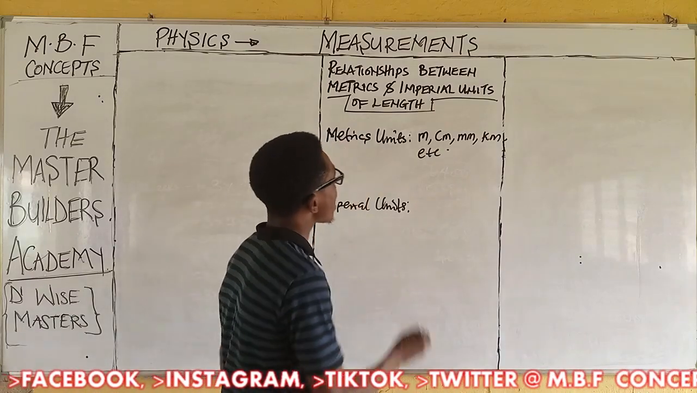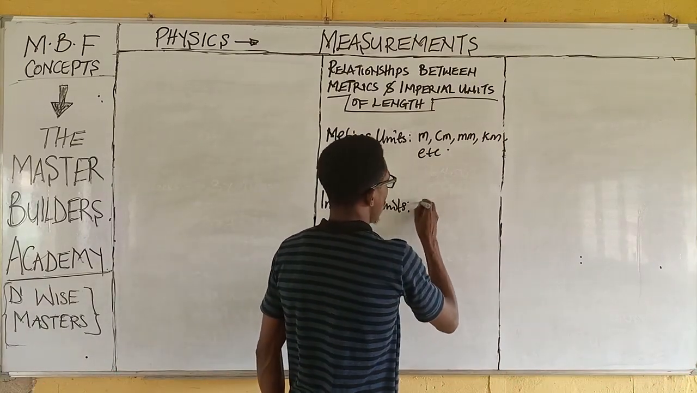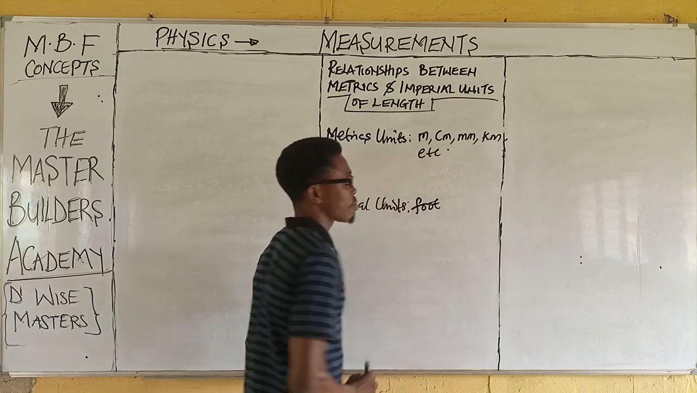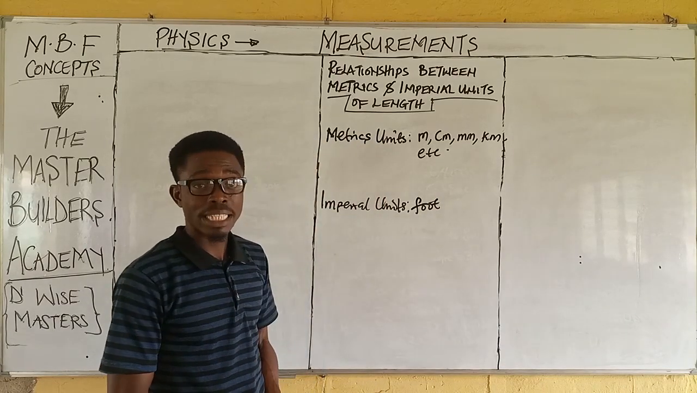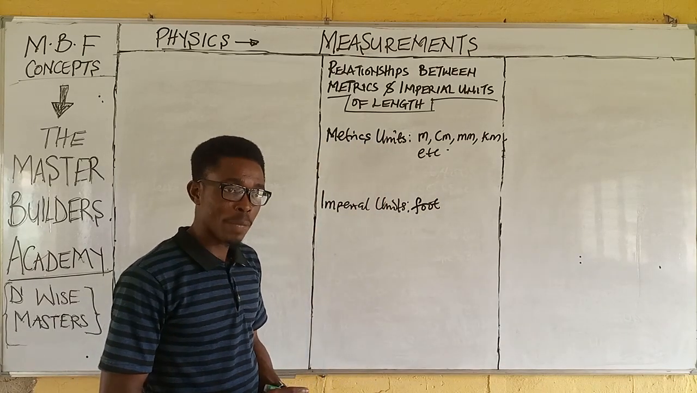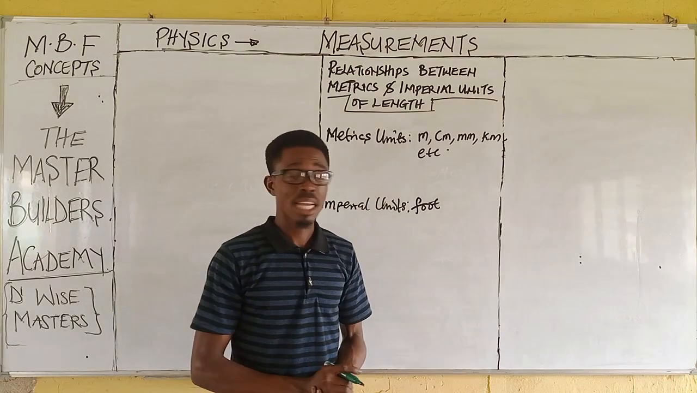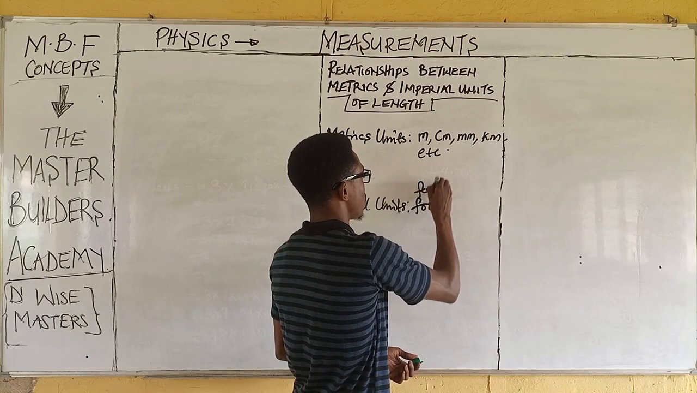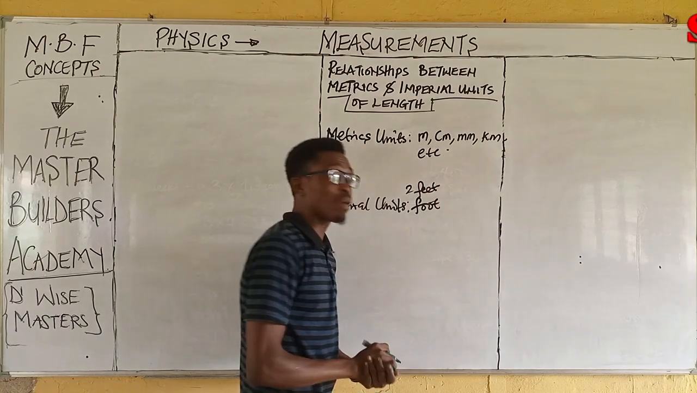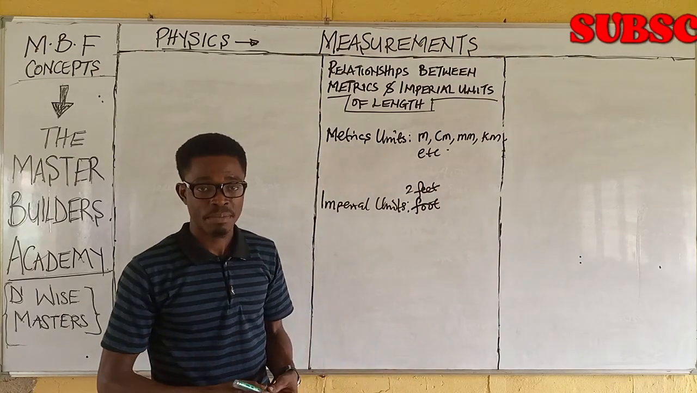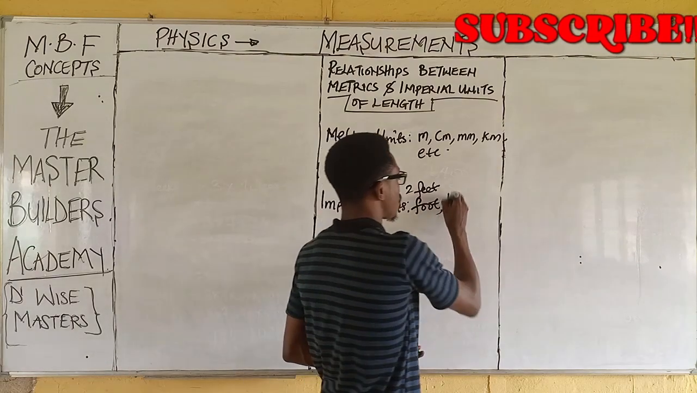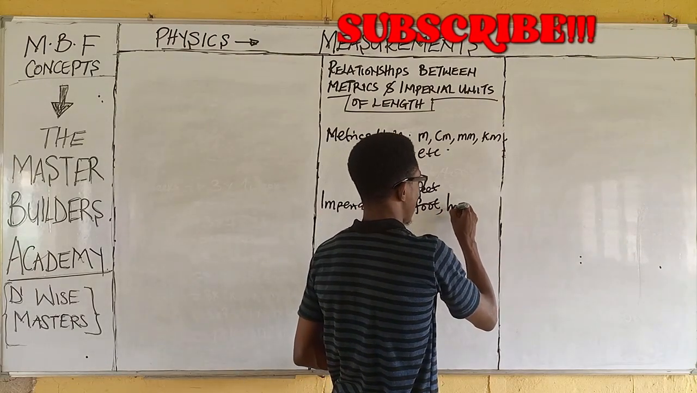Then for the imperial system of units, we have foot as singular, then feet as plural. So if I have one foot, but I have 2 feet, when you have the double E, it is plural, so I call it feet. Then I have inch and inches. Alright?